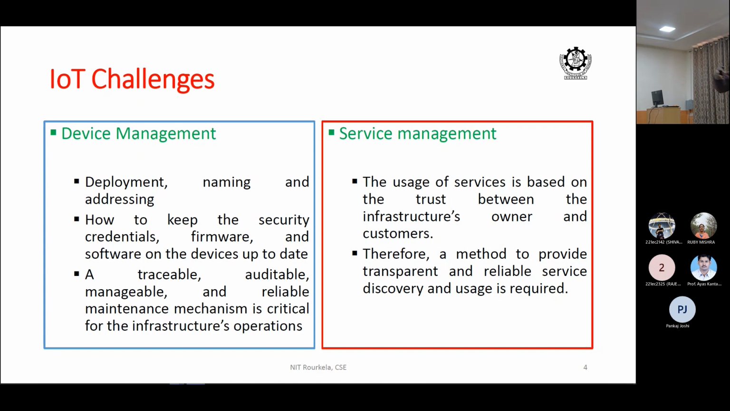Unless you realize you do everything, you are maintaining everything you are doing, I am looking at it, I am able to trace it. So that is a traceable mechanism, but if it is an unreliable traceable mechanism, or if you are managing the device and the entire management system is not reliable, that is a problem. You need to have a reliable mechanism for all this, and these are critical for any IoT infrastructure operation.